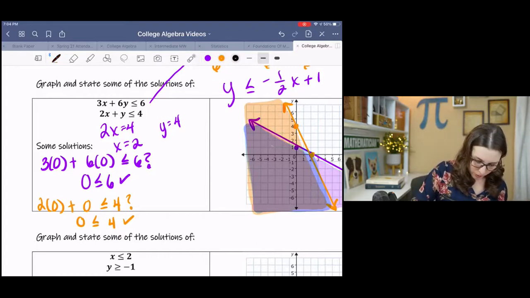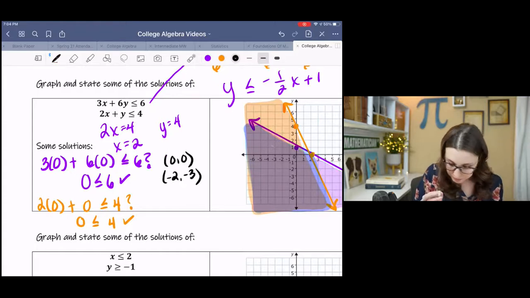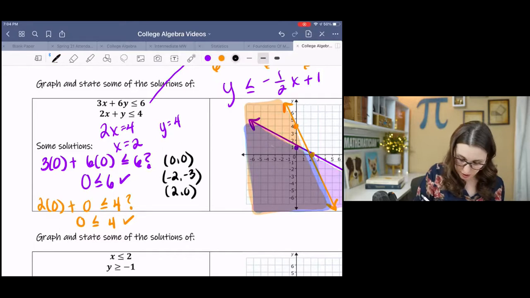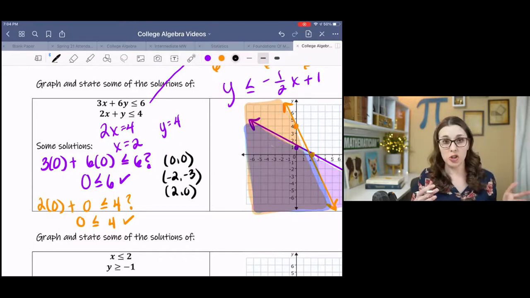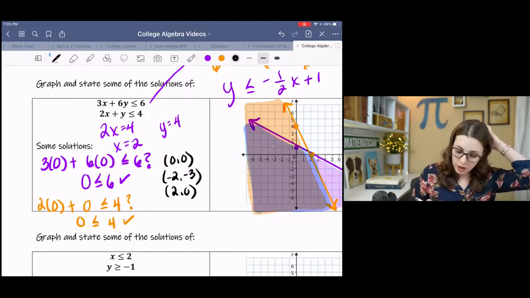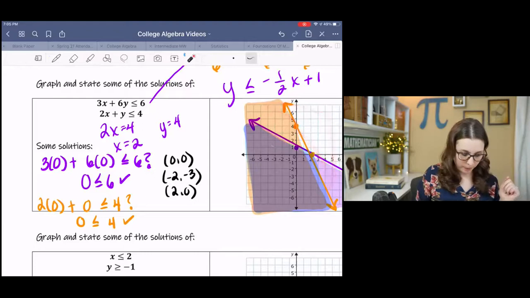So some examples would be 0, 0, -2, -3, 2, 0, looks like. You can list out as many as you want. I'm just trying to show, for example, where those are. You can list a whole bunch of them. There's infinitely many. We could never list them all, but there's just a few of them to kind of show you. Nothing up here is going to work.